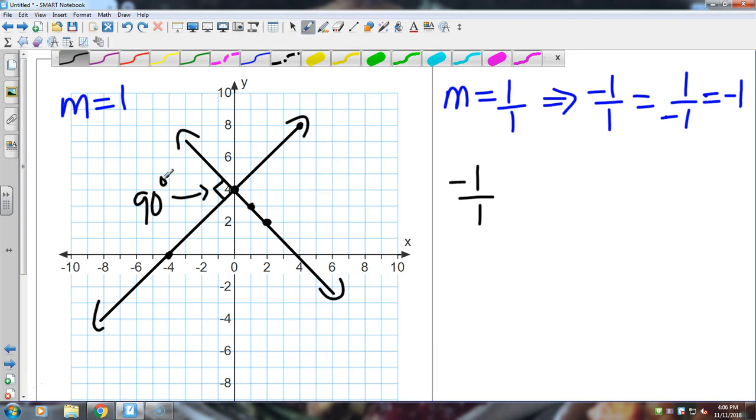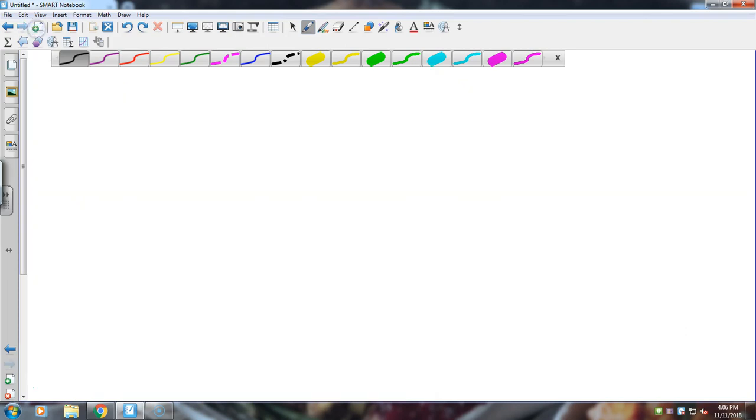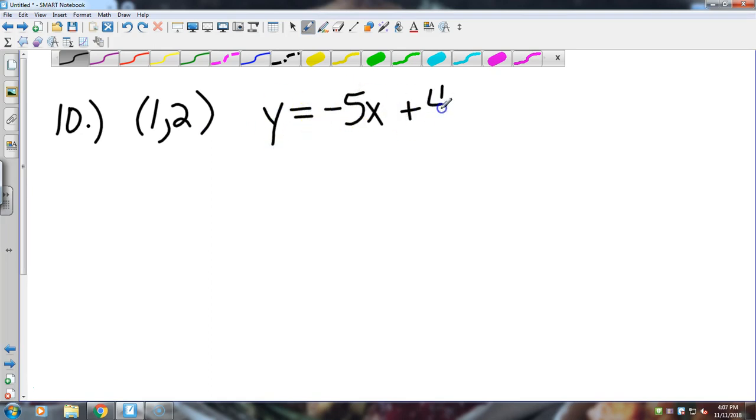And they'll give you different examples. So let's actually take a problem out of your book, spend a little time on this one. This will be number 10 on your work. And 10 gives us a coordinate of 1, 2. And it gives us an equation of y equals negative 5x plus 4. Okay, y equals negative 5x plus 4.